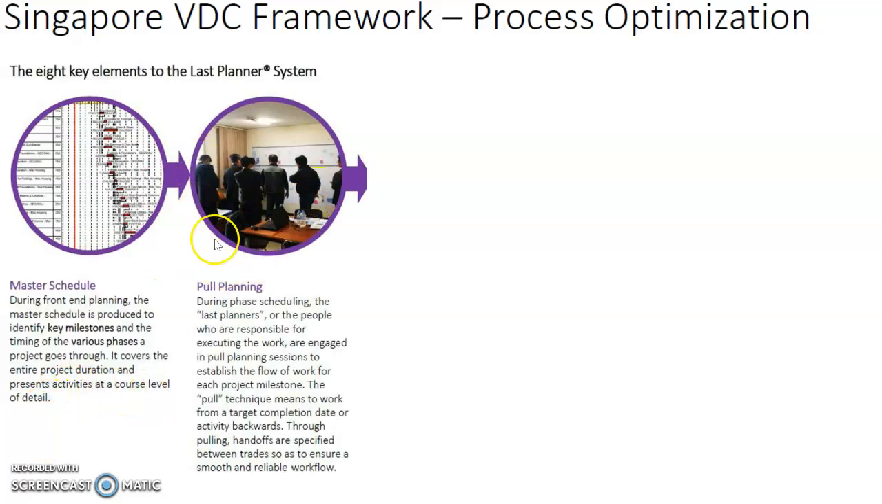Next, the second element, pull planning, which is during the phase scheduling. The last planners, or the people who are responsible for executing the work, are engaged in pull planning sessions to establish the flow of work for each project milestone. The pull technique means to work from a target completion date or activity backwards. Through pulling, handoffs are specified between the different trades so as to ensure a smooth and reliable workflow.